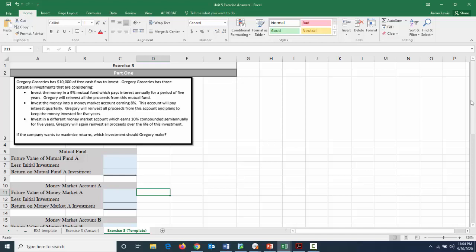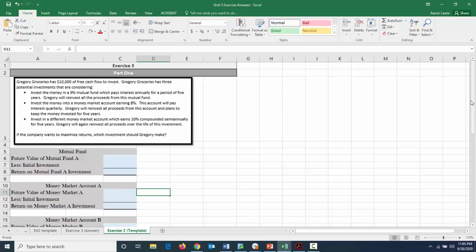The first option is to invest the money in a 9% mutual fund which pays interest annually for the period of 5 years. Gregory is going to reinvest all proceeds from this mutual fund, so when they get that 9% payment each year, they're going to let it stay in the fund, so interest will be earned on top of interest. Their second option is to invest the money into a money market fund which earns 8%.